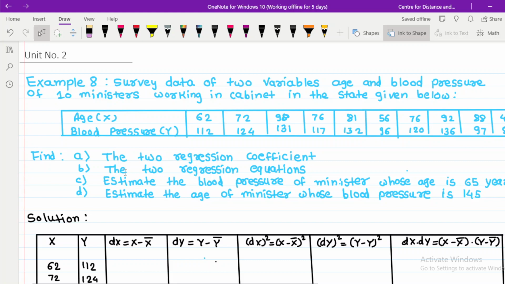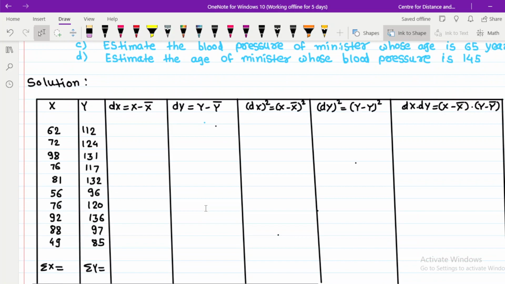Then we have to find the two regression equations, that is y minus y bar is equal to byx into x minus x bar, and the equation of the line of regression of x on y, that is x minus x bar is equal to bxy into y minus y bar. Then we have to estimate the blood pressure of a minister whose age is 65 years and estimate the age of a minister whose blood pressure is 145. Now we solve this example.